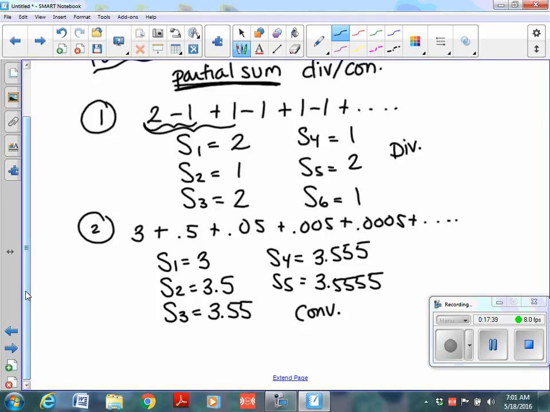As you can see, it's 3.5 repeating. It converges. And if it's converging, they want you to find the sum. So the sum is 3.5.